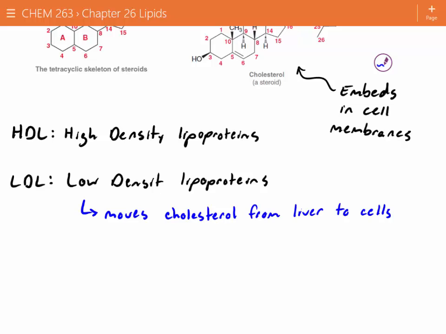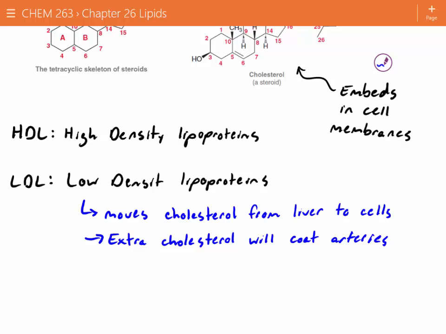All right, so if LDL is responsible for moving cholesterol from our liver to our cells, what happens if we have a lot of LDL? Yeah, your cells will take up all the cholesterol they possibly can take, and then you've got this extra cholesterol floating around in your blood. That cholesterol coats your arteries, right? That's why LDL is typically considered bad cholesterol.